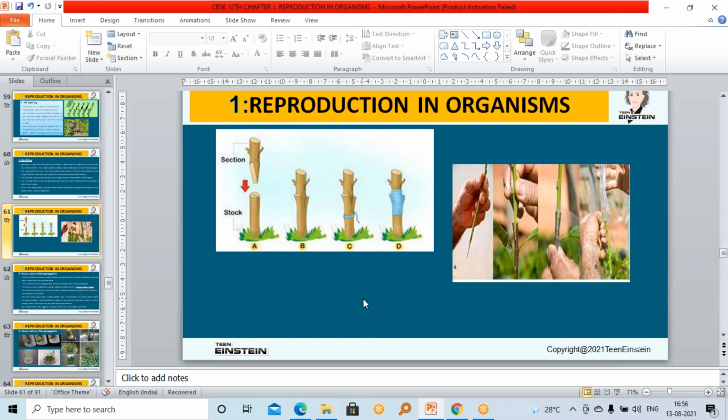So examples are apple, avocado, mango, then citrus plants like orange, rubber, rose, etc. Hope it's clear. Do you have any doubt in this grafting method?